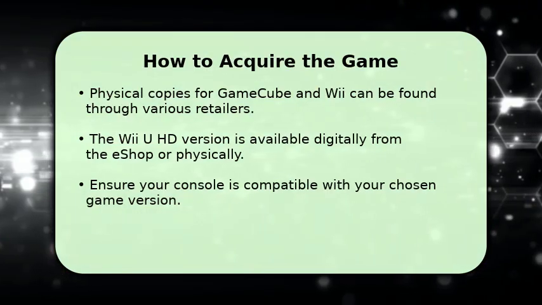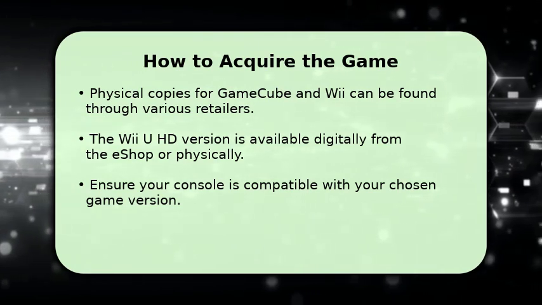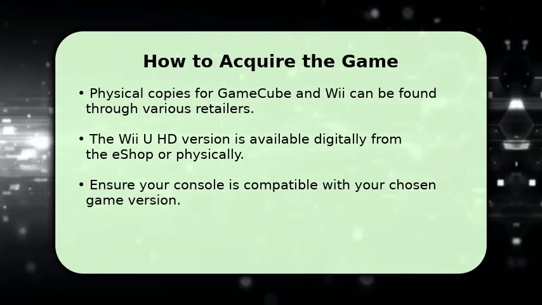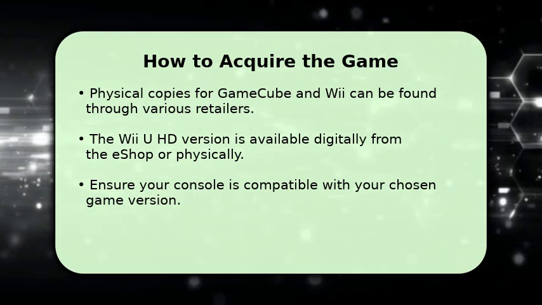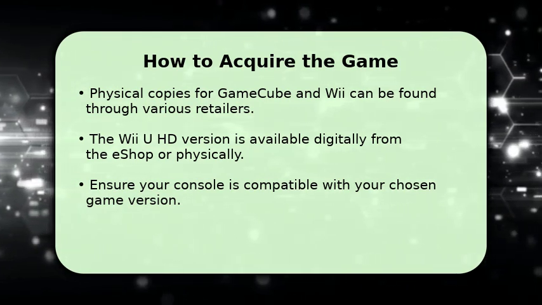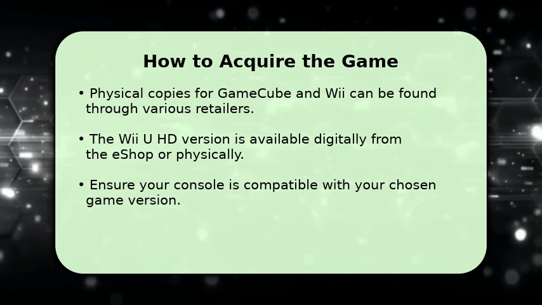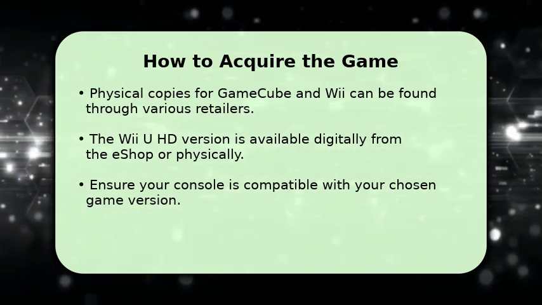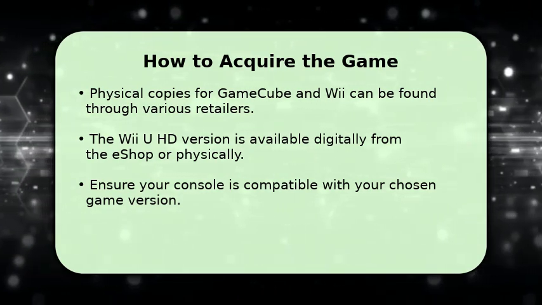To acquire the game, you have several options depending on your chosen platform. For the GameCube and Wii versions, physical discs are typically found through online marketplaces or retro game stores. The Wii U's high-definition remaster can be purchased digitally from the Nintendo eShop or as a physical disc. Always verify the game's region compatibility with your console to ensure a smooth and enjoyable experience.